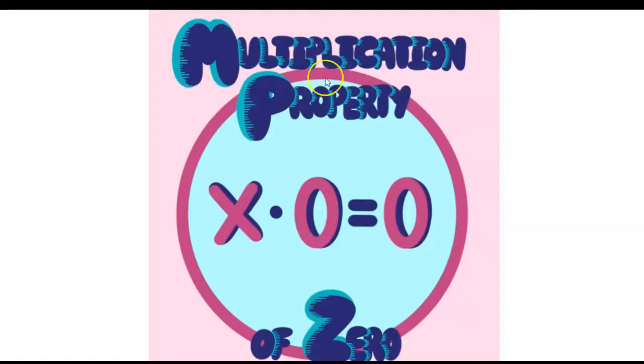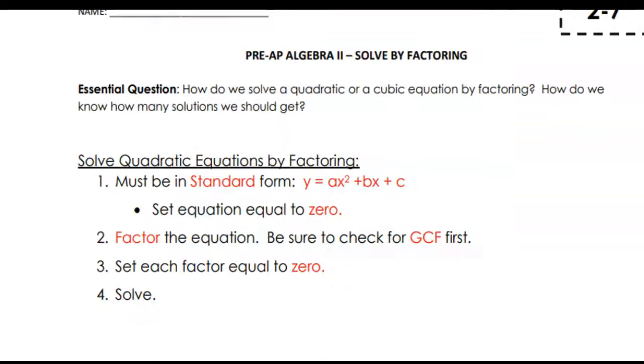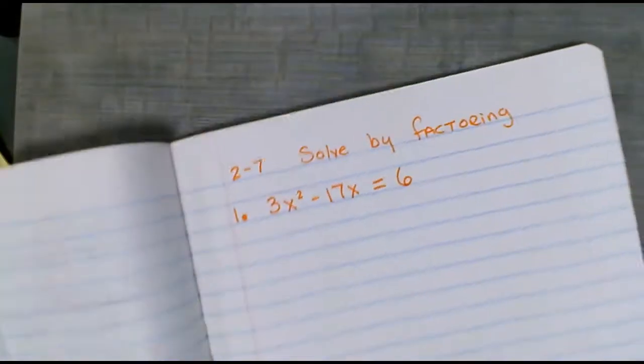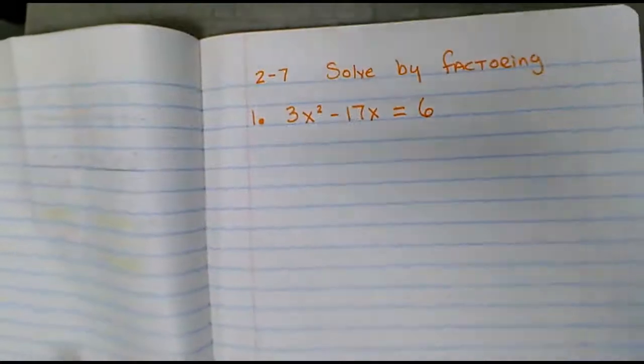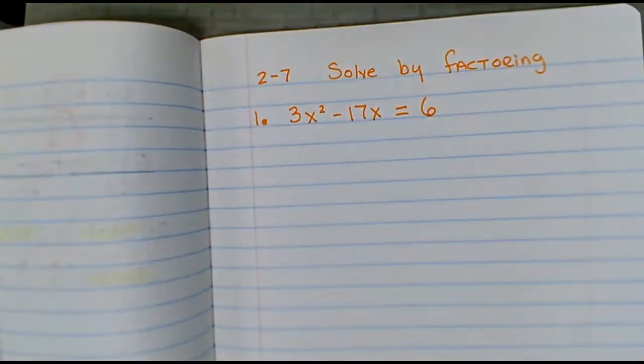All of that solving that we have been doing has been in order to help us solve by factoring. So I need you to write down these steps, and then I'll show you how to use these. So after you have copied down the steps, then I will show you an example. So our first example is 3x squared minus 17x equals 6.